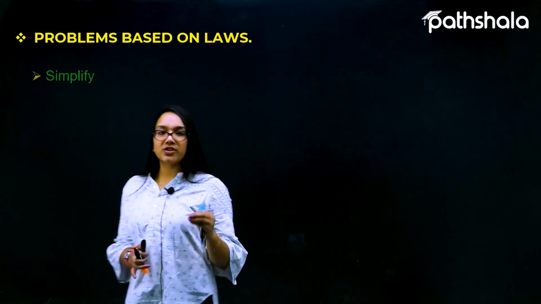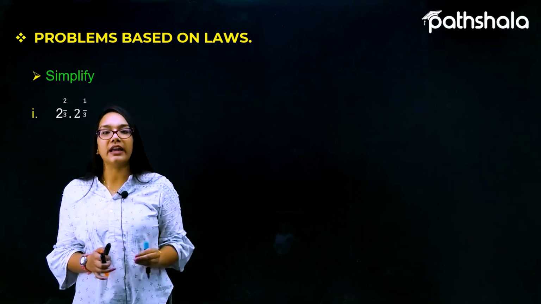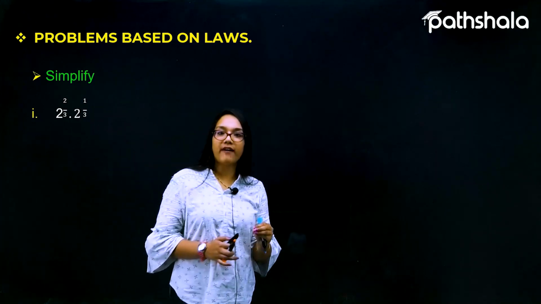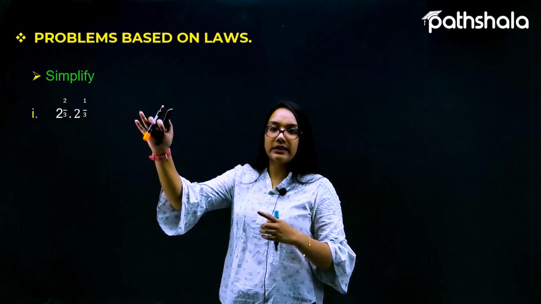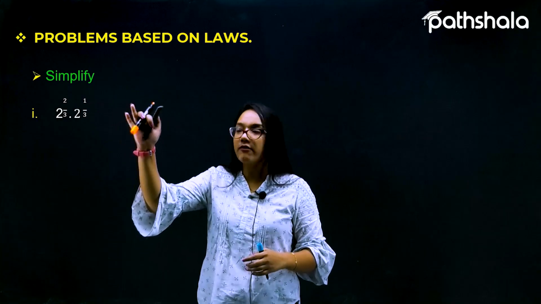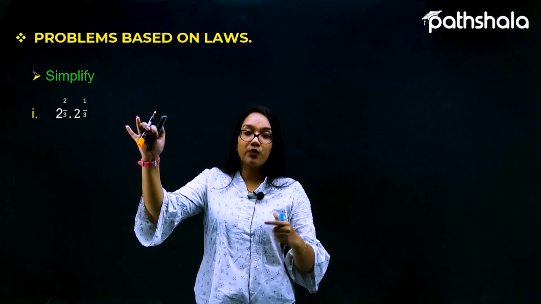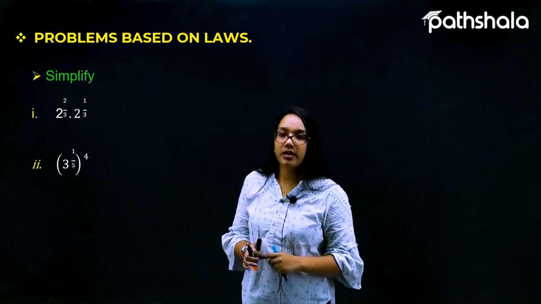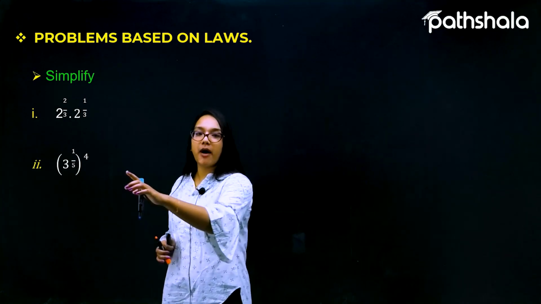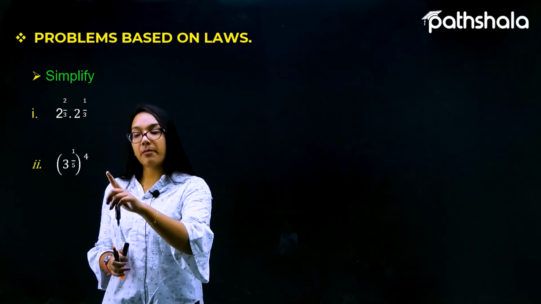So, problems based on laws. The very first problem says simplify. The first part is 2 raised to the power 2 by 3 and 2 raised to the power 1 by 3. This is our very first part which we have to solve. Let's talk about the second part. The second part says 3 raised to the power 1 by 5, whole raised to the power 4.